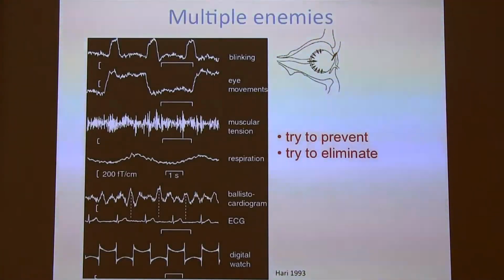So the enemies are here. We have all kinds of artifacts from, for example, the eyes, which are strong dipoles that will cause eye blinking and eye movement artifacts. Then we can have muscular tension, the respiration-related stuff. We have also magnetocardiographic artifacts and also ballistocardiograms. Ballistocardiogram is something which is related to the mechanical function of the heart.